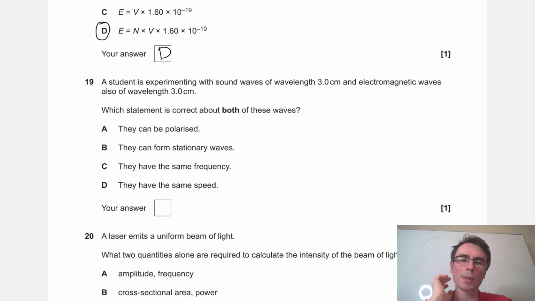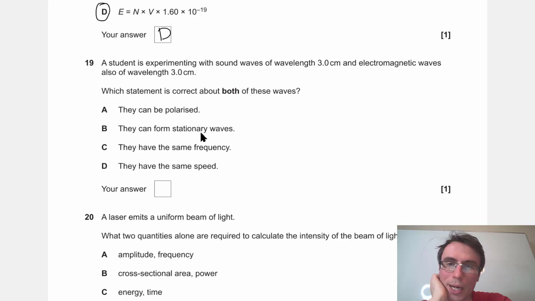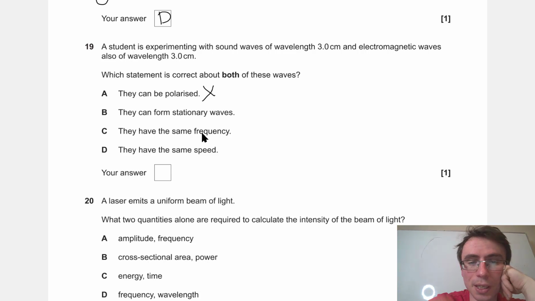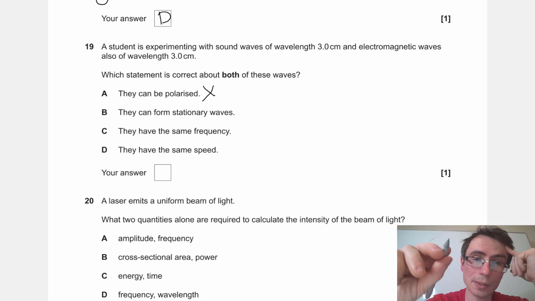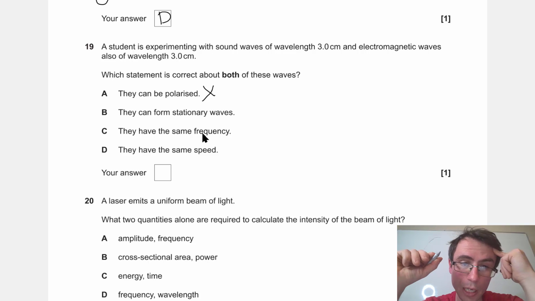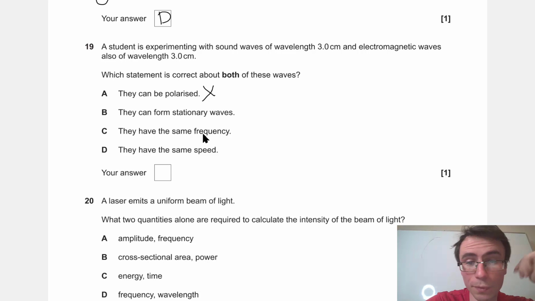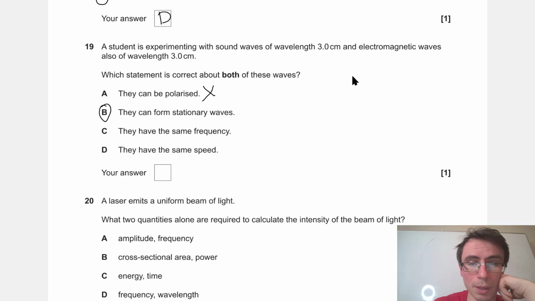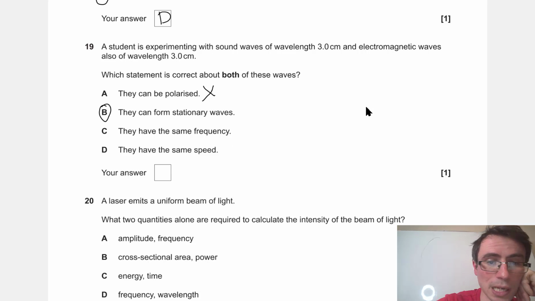19. A student is experimenting with sound waves of wavelength 3 centimeters and electromagnetic waves also of wavelength 3 centimeters. Which statement is correct about both of these waves? Okay, so sound waves can't be polarized, so that's not the case. They can form stationary waves. They can both form stationary waves, so B is correct. They have the same frequency and they have the same speed.